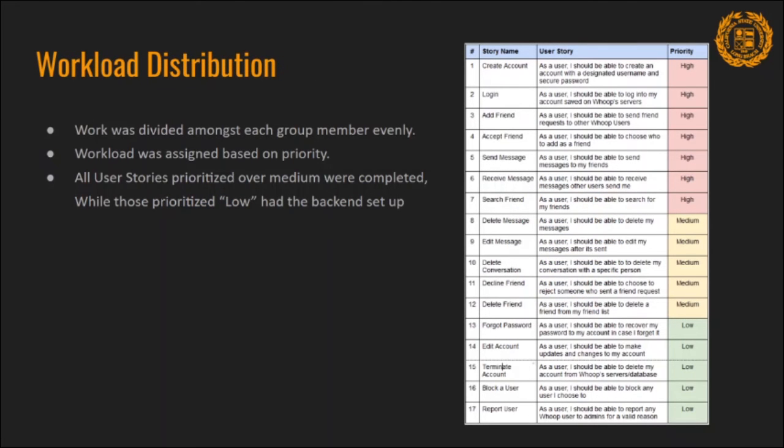Workload distribution. So the work was equally divided amongst every group member, and it was assigned based on the priority of the user story. And fortunately, we were able to complete all the user stories prioritized as high as well as medium, but we were unable to complete the user stories that were prioritized as low. We had the backend set up completely, it's just we were unable to complete the user interface for them.